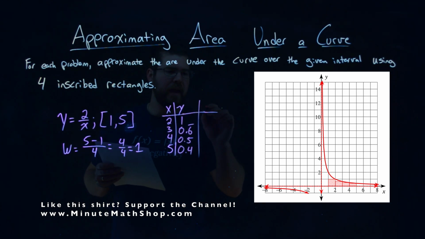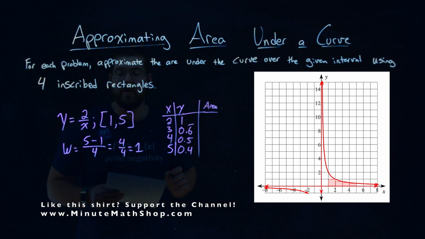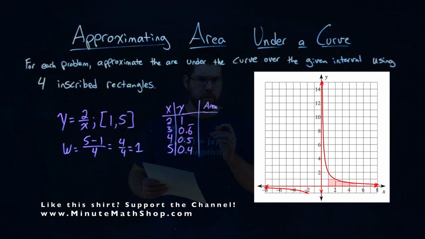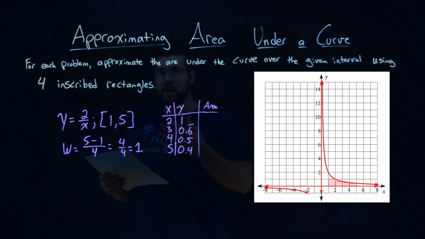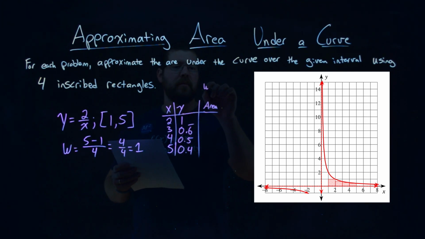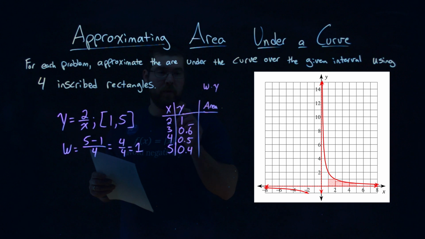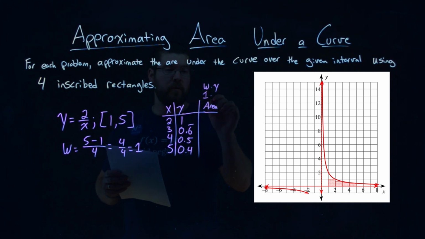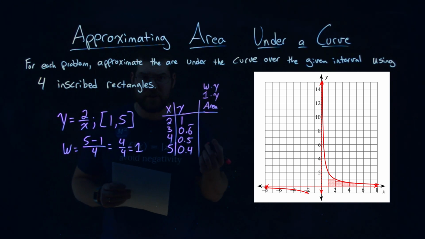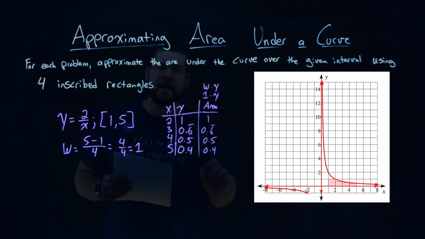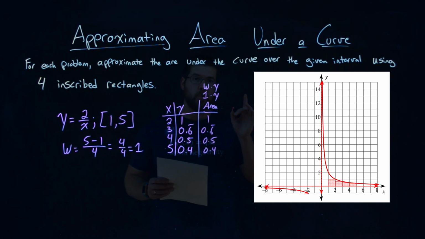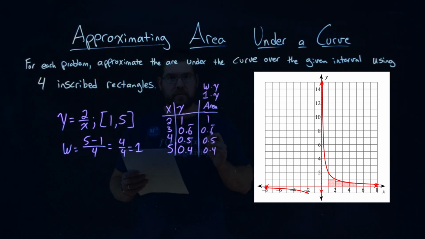Now we want to find the area of each one of these rectangles. To do that, the area of each rectangle is the width times the height, the w times the y value. Now our width is 1 here, so we take 1 and multiply it by each y value, which is just the y value. So we have 1, 0.6 repeating, 0.5, and then 0.4. And that is the area of each one of our approximating rectangles here.